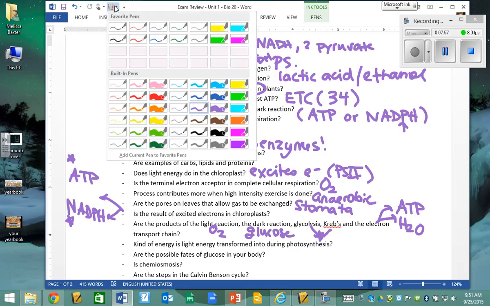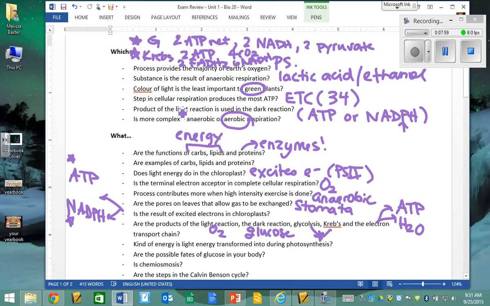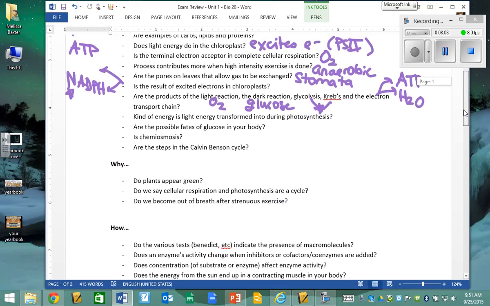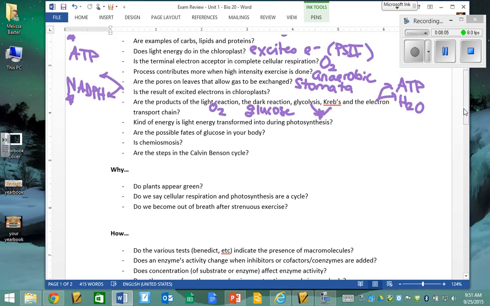I'll make my pen a little bit skinnier, it's too thick. So, if I get to the next point, what kind of energy is light energy transformed into during photosynthesis? It's definitely chemical because I'm making chemical substances. So the energy was the sunlight. That got absorbed into chemical bonds. That's where my energy is now.